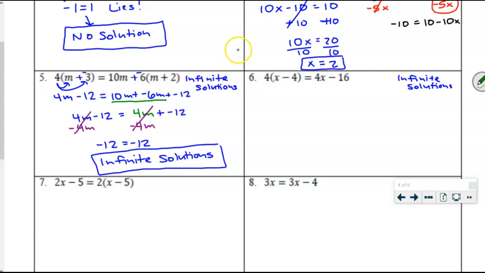And number 6 was fairly easy. We have 4 groups of x, so that's 4x. We're subtracting 4 groups of 4. 4 groups of 4 is subtracting 16. And now I can see, if not before, you can see now that hopefully this is an obviously true statement. You don't have to take another step if you don't need to. If you notice that this is an obviously true statement, you can make that conclusion right now that this is infinite solutions.